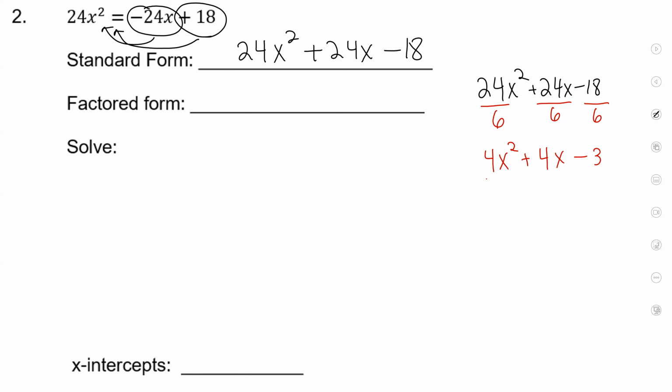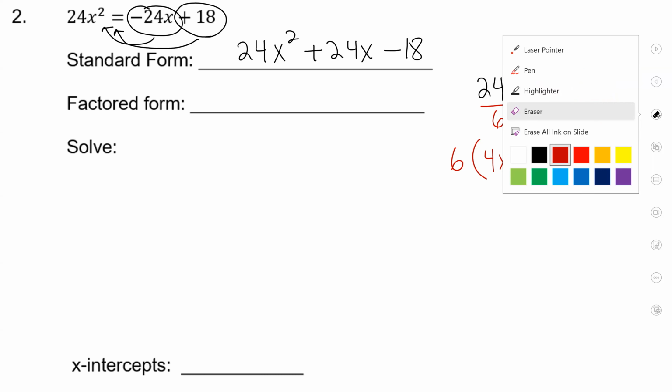I'm going to put a 6 on the outside because, guys, I should always be able to get back to my original problem. You see, if I put the 6 here, 6 times 4 will give me the 24. This 6 times this 4 will give me 24 again. And this 6 times the -3 will give me -18 again. So if you divide everything by 6, put the 6 on the outside because you want to be able to get back to where you started. We don't want to lose it. Okay, so this is where we are.